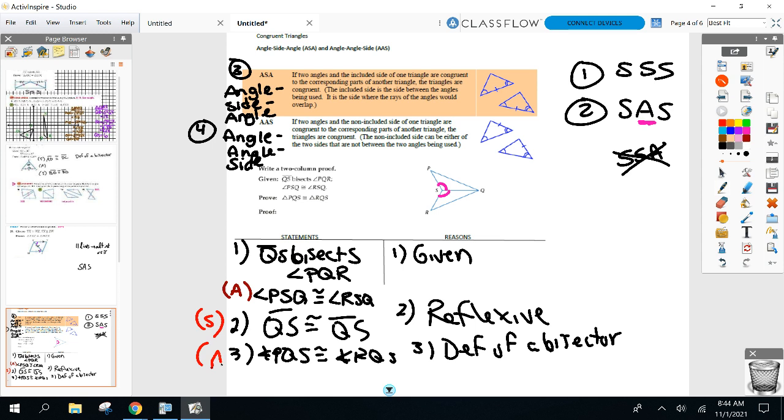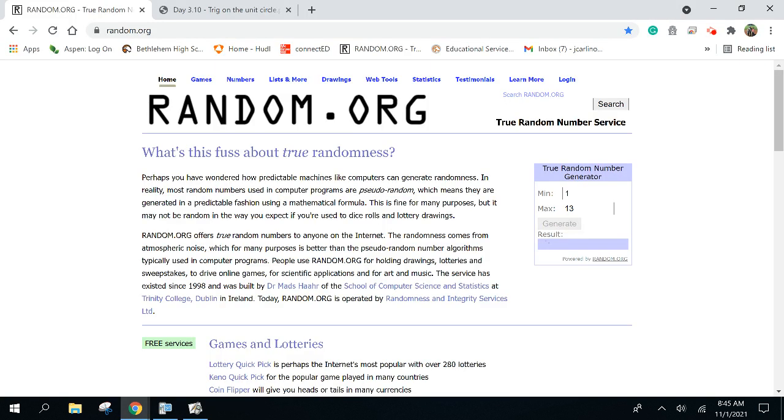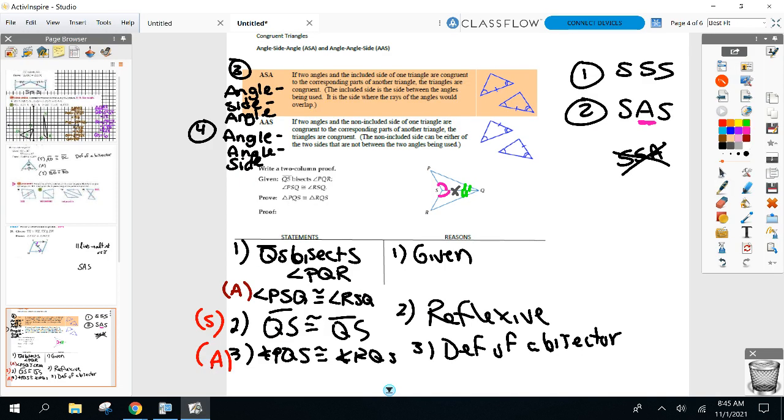So now I'm looking at my proof and I'm like, all right, I have 2 angles and a side. I know it's doable. It's either going to be angle side angle or angle angle side. Now the question is, was that reflexive side in between or not? Angle side angle, good, that side was in between. So triangle PQS is congruent to triangle RQS by angle side angle. We all good on that basic one?